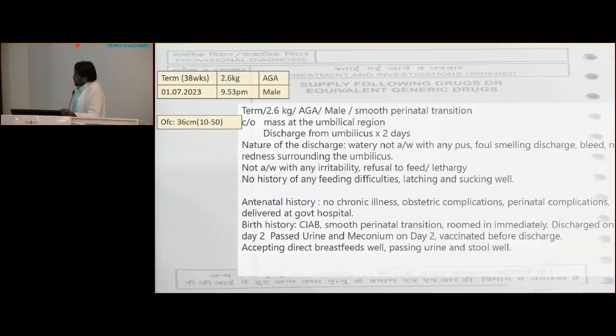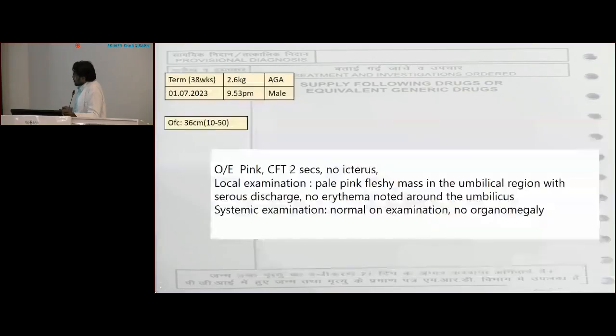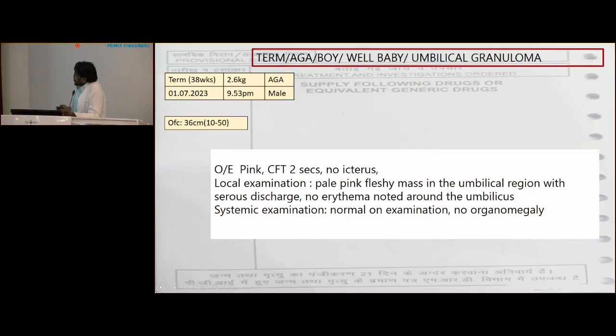So on examination, the child was pink, CFT was 2 seconds, no icterus. Local examination showed a pale pink fleshy mass in the umbilical region with serous discharge and no erythema noticed around the umbilical region. Systemic examination was normal. Our diagnosis was umbilical granuloma.